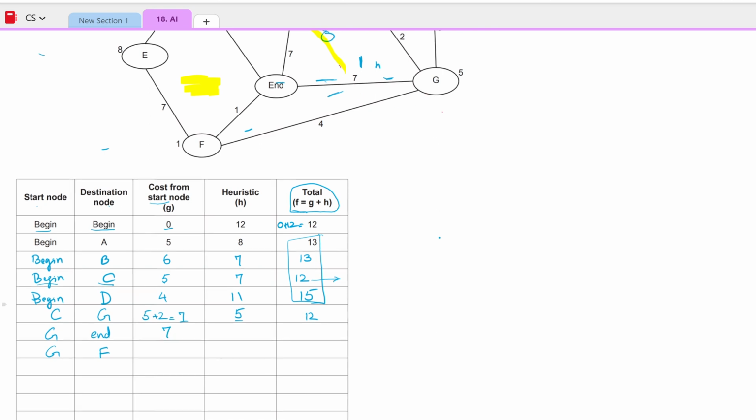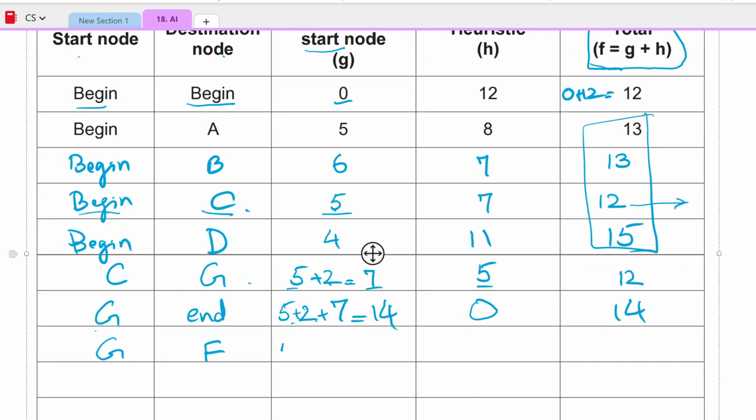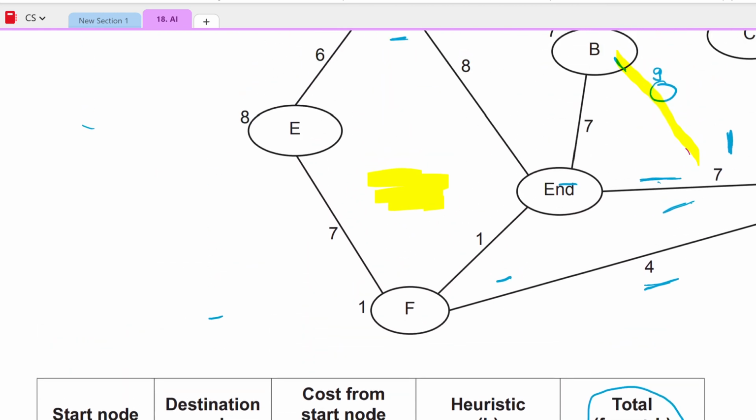Now G to end has the value 7. Now this 7 from C to G, this was 5 plus 2. So we need to add that to it, starting from the beginning to C 5, then C to G 5 plus 2, then G to end 7, so 5 plus 2 plus 7. That becomes 14. The heuristic value of end is 0, so we get 14. Now G to F is 4, which means 5 plus 2 plus 4 becomes 11, and the heuristic value is 1.